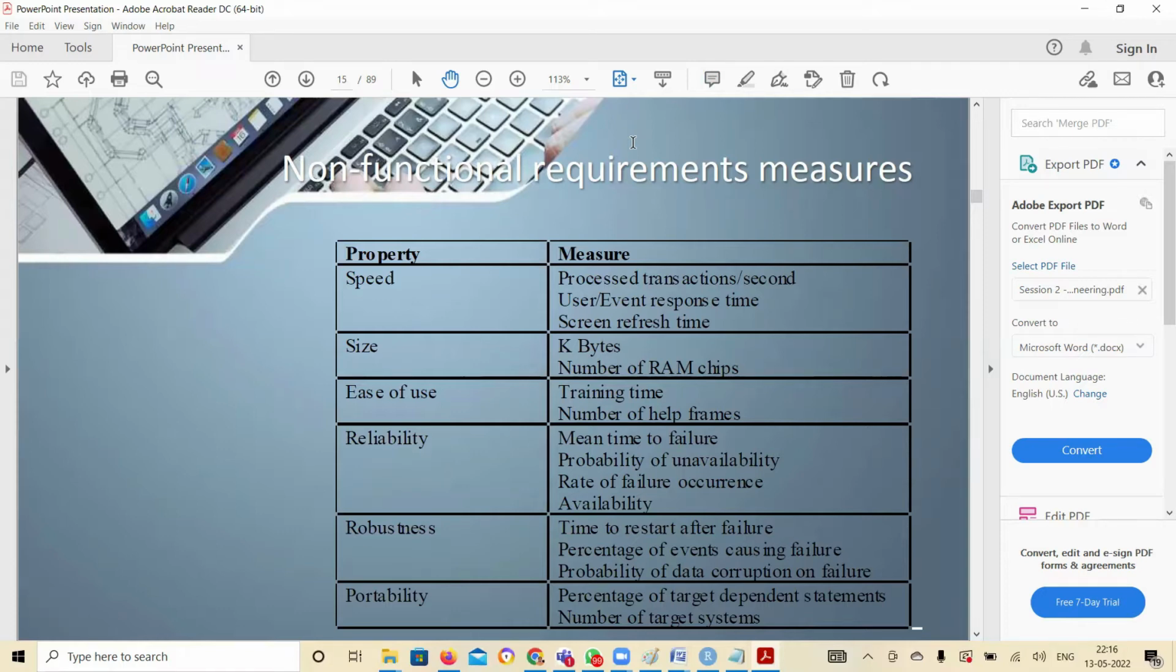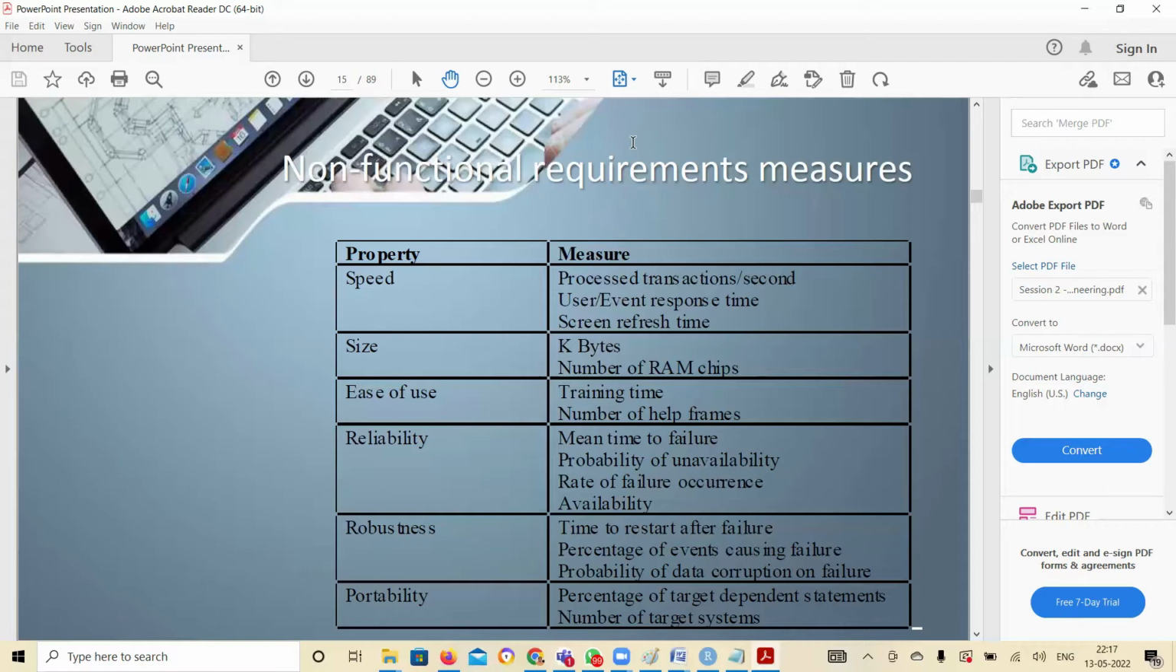The more transactions you are able to process, the better or faster is your software, isn't it? That's the number of transactions that you're processing per second. Then user per event response time, number of users per event. The more users you are able to accept, the better is your product. The system should not hang.